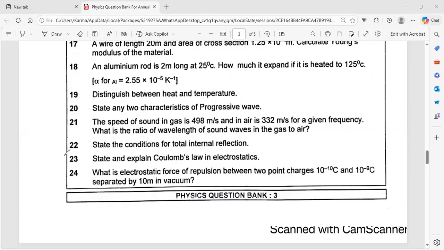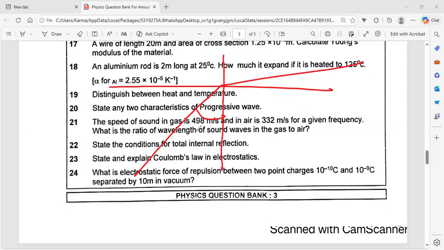State the condition for total internal reflection. If the light travels from denser medium to the rarer medium, it moves away from the normal. At a particular angle of incidence, the angle of refraction is 90 degrees. This particular condition is known as the condition for total internal reflection. So the first condition is light should travel from denser medium to the rarer medium, and the angle of incidence has to be more than the critical angle. Critical angle is the angle of incidence at which the angle of refraction is 90 degrees. If the angle of incidence is more than this, the ray reflects back into the same medium. It's known as total internal reflection.